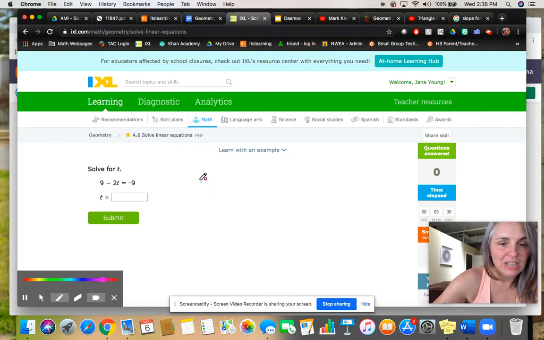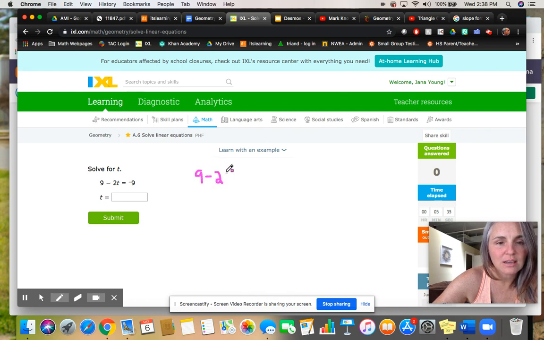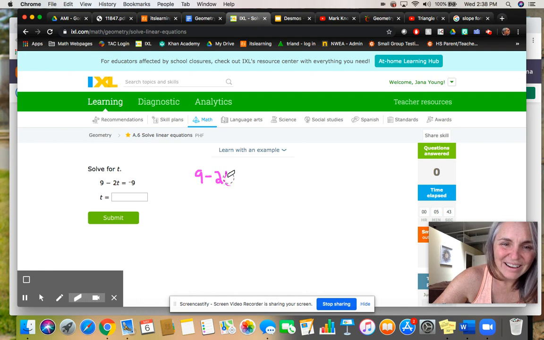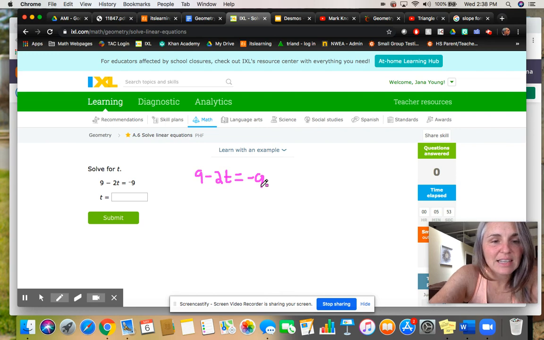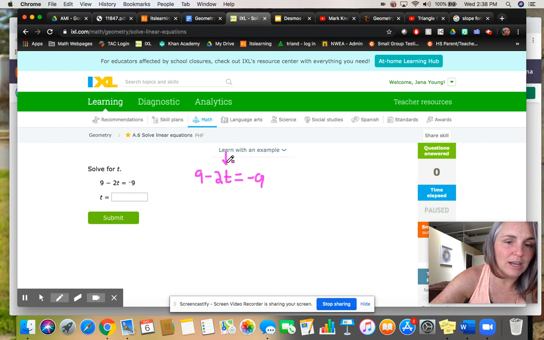Our first equation is 9 minus 2t is equal to -9, okay? And so what you want to think about is how can I get the variable all by itself. That's what you're thinking about over and over again. So I'm trying to get t all by itself.